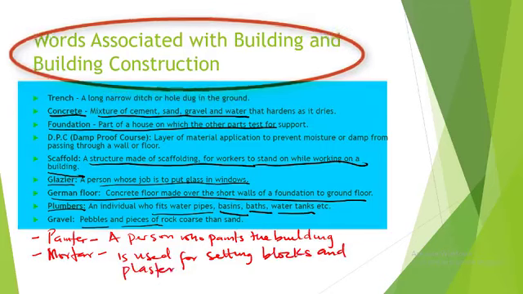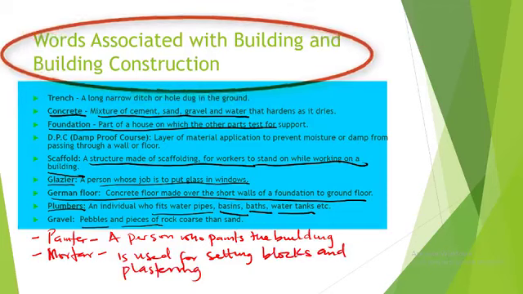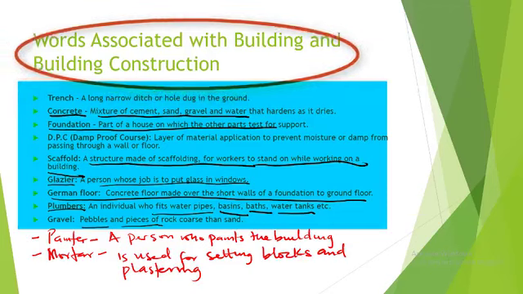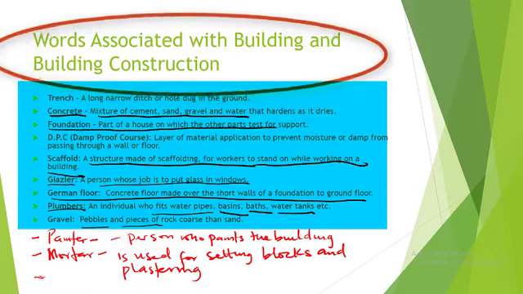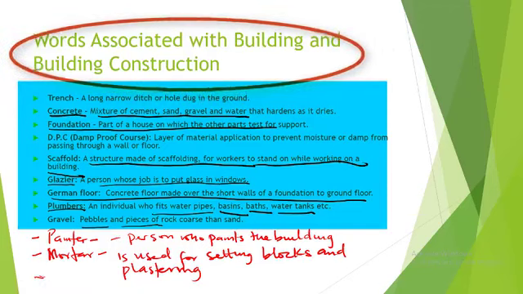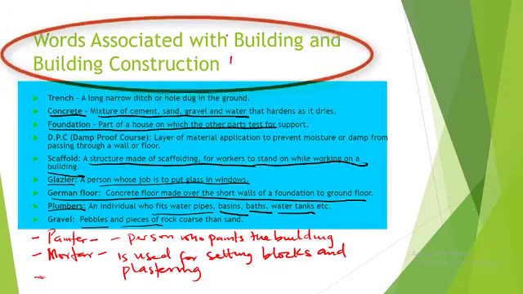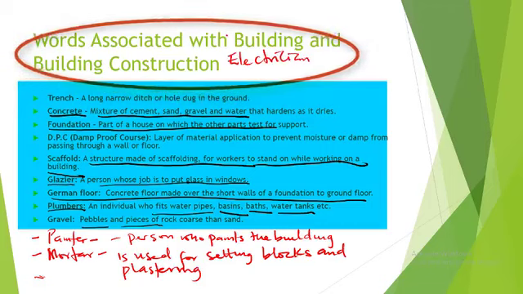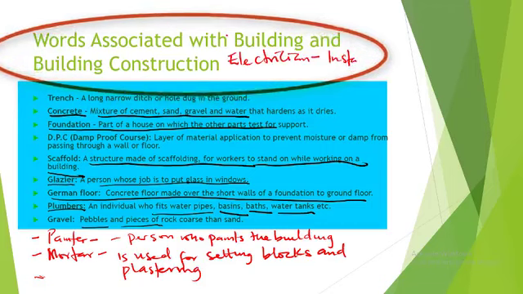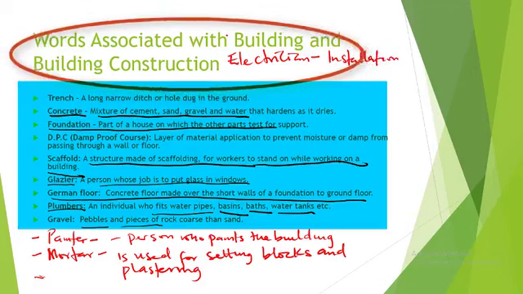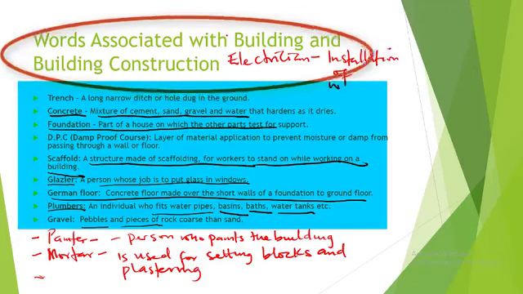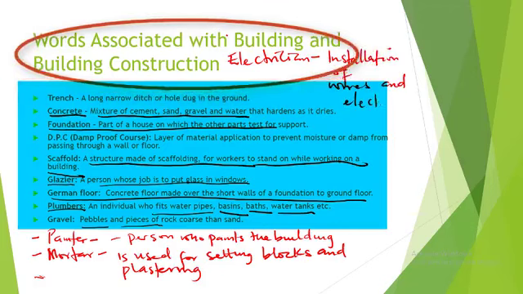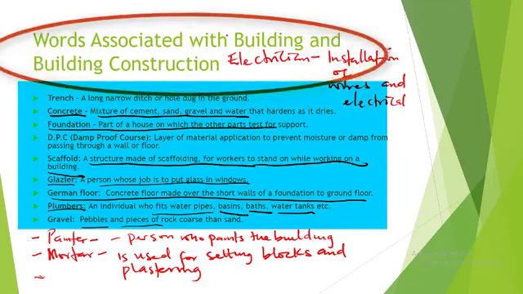So let's take one more, and that is the word electrician. An electrician is somebody responsible for installation of wires and electrical components. That's who an electrician is.